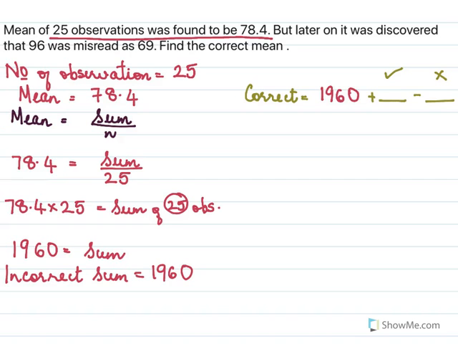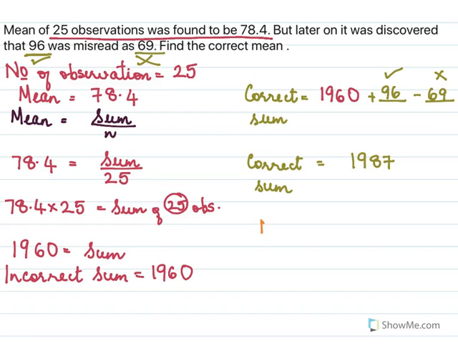So if you look up here, but later it was discovered that 96 was misread. So 96 was the right, was misread as 69. So this we need to subtract. This was wrong. So we add 96 and we subtract 69. So this was our correct sum. So correct sum equals, and it is 1987.